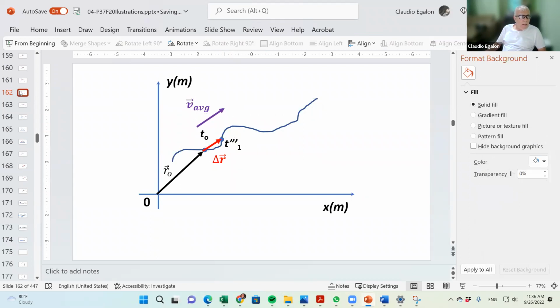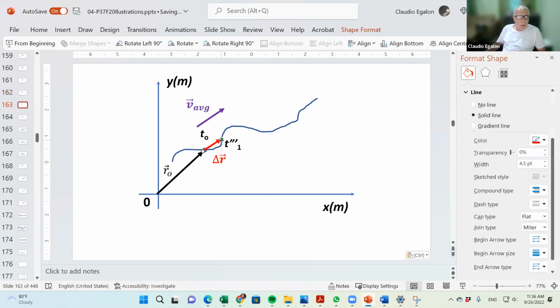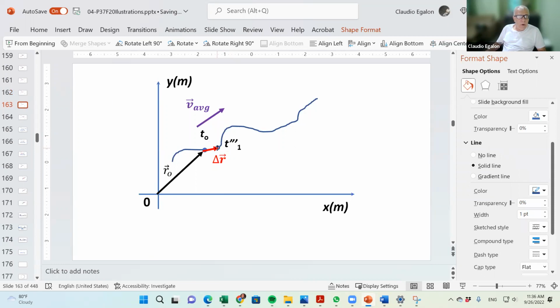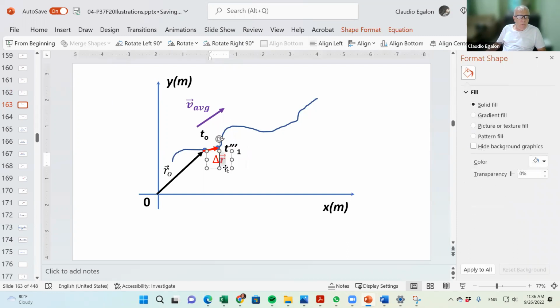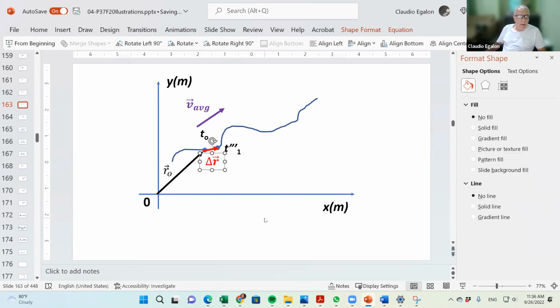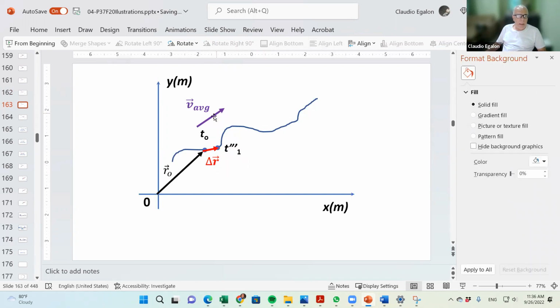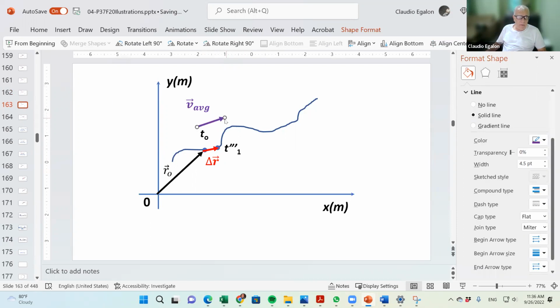We go another step; you do that until delta T goes to 0. That's going to be the next point for delta T going to 0. I'm not going to change the notation of T1 anymore. And what happens to my average velocity? The direction of the average velocity is the same direction as the delta R.